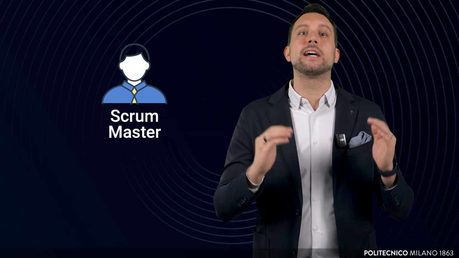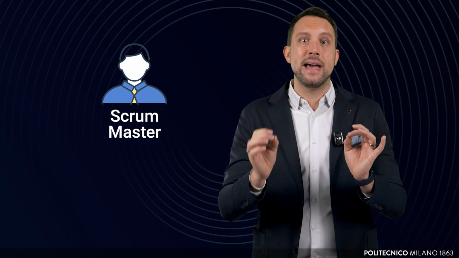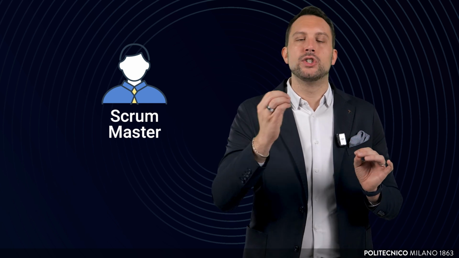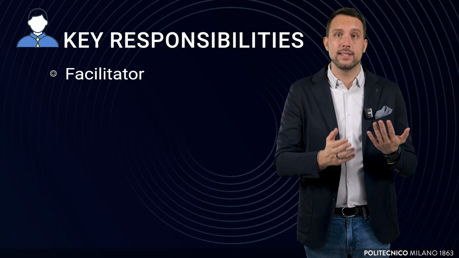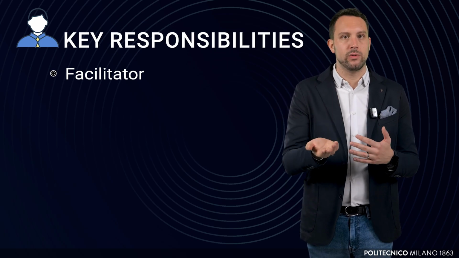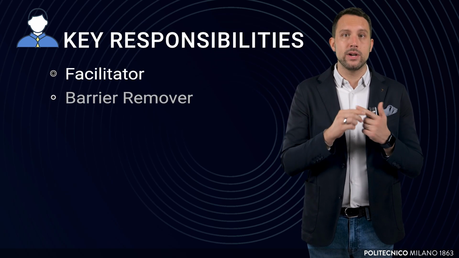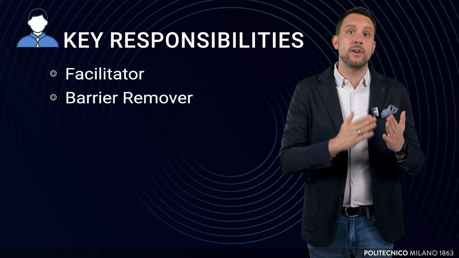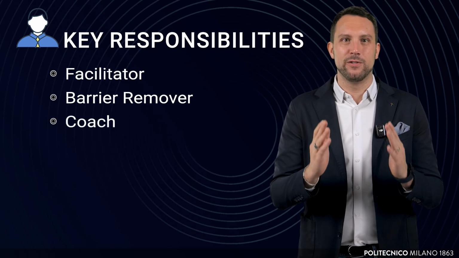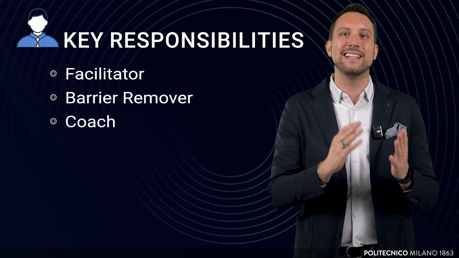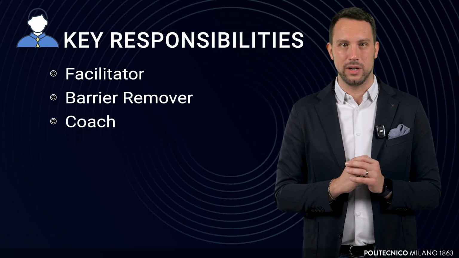The Scrum Master is the guardian of the Scrum framework, ensuring the team's adherence to its principles and practices. They are not a manager in the traditional sense, but a servant leader and a coach. Their key responsibilities are: facilitator. The Scrum Master facilitates Scrum events such as daily stand-ups, sprint planning, sprint reviews, and retrospectives. Barrier remover. They identify and remove impediments that could block the team's progress. Coach. The Scrum Master fosters a culture of continuous improvement, guiding the team toward greater efficiency and collaboration.